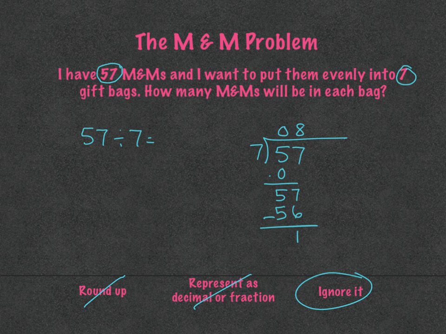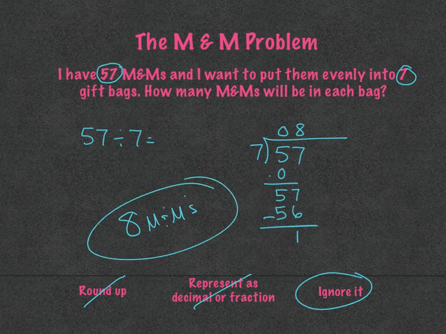So technically, each gift bag is going to get 8 M&Ms. However, that one that's ignored, I'll probably just eat it myself. So anyway, this remainder is actually going to be ignored. So 8 M&Ms per bag is how we would represent that in the answer.